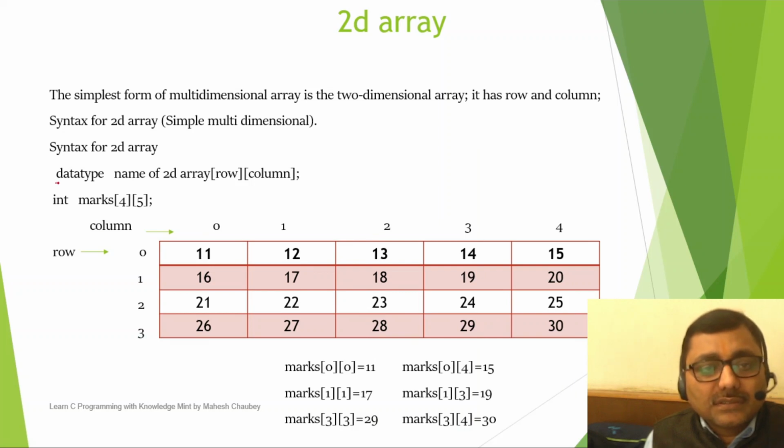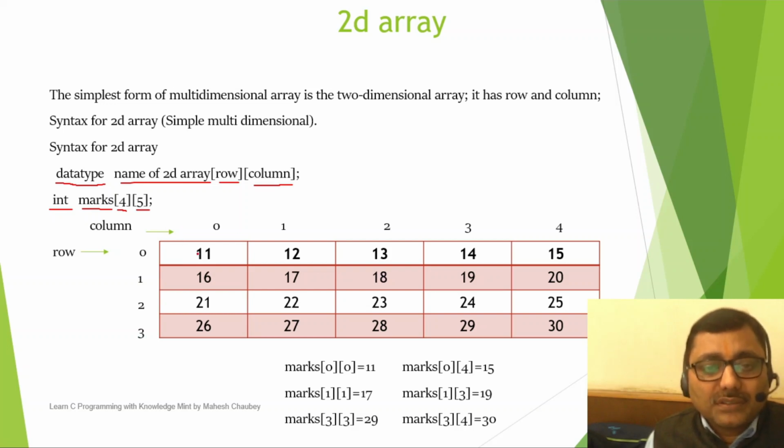While declaring a 2D array, you need to put the data type first, then the name of the 2D array, then you need to tell how many rows will be there in that array and how many columns will be there. Suppose this is one of the examples of declaration of a 2D array. It is of integer type. Its name is marks. It has 4 rows and 5 columns.